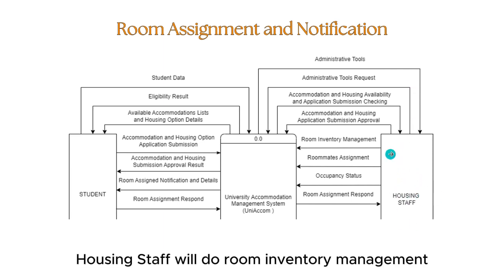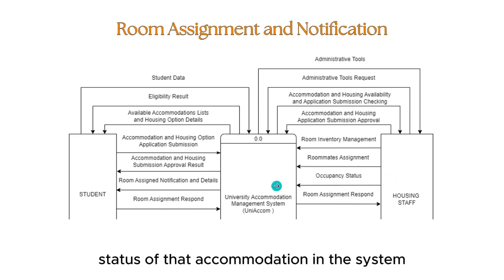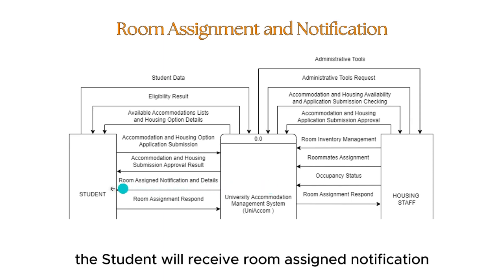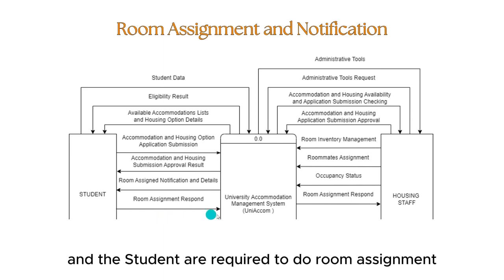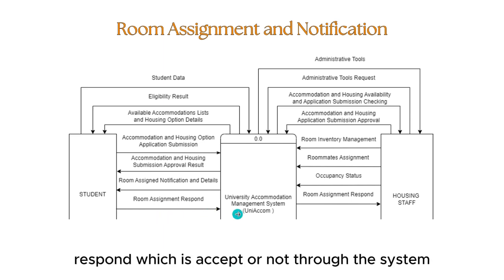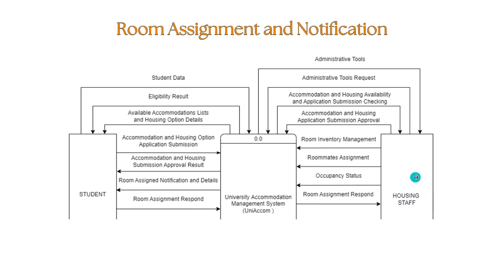Housing staff will do room inventory management and roommate assignment for the student through the system. In addition, the housing staff will also update the occupancy status of that accommodation in the system. After that, the student will receive a room assigned notification together with the details, and the student is required to do a room assignment response, which is accept or not, through the system. And lastly, the housing staff will receive the room assignment response of the student from the system.